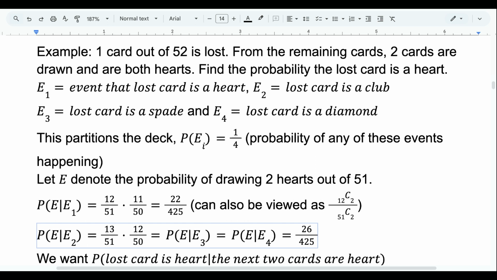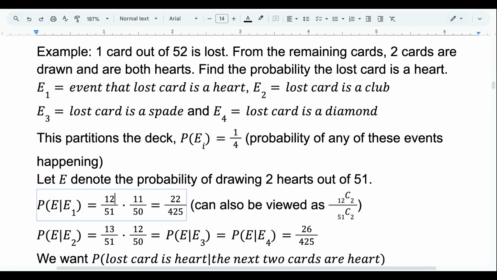Now the probability of E given E1: the probability of drawing two hearts out of 51 given the lost card is a heart. So the lost card is a heart. There are 13 hearts total. We lost one. So it's going to be 12 out of 51 times 11 out of 50. Again, if the lost card is a heart, we only have 12 hearts remaining. And then we take that out, and then we have 11, which we can view as a ratio of combinations or permutations.